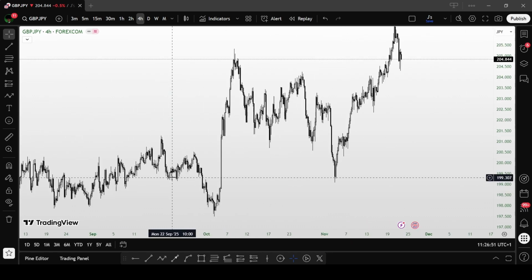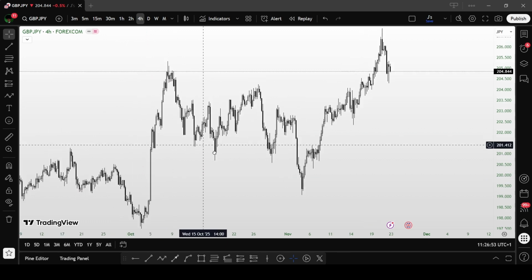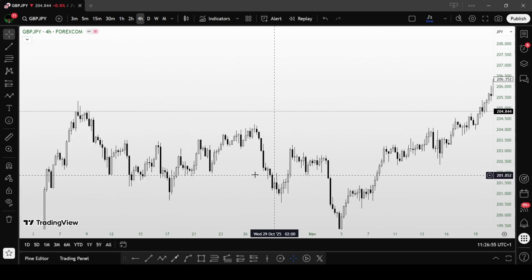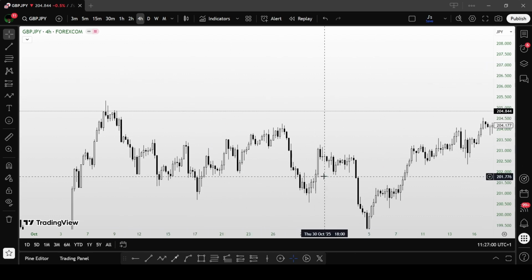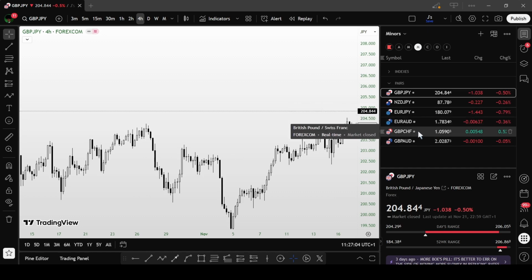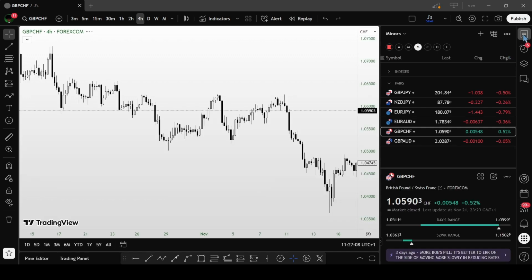Now let's see if you can find, I think this could be a good example for a downtrend here. Although it's not really a downtrend, this is more of a correction mostly. I'm going to get into that in a bit. Stay with me. Now let's go to GBPCHF.